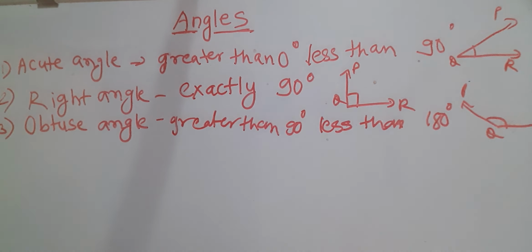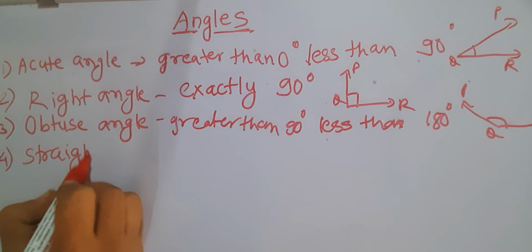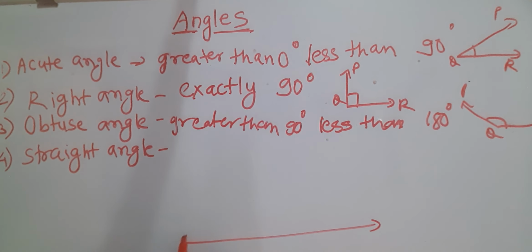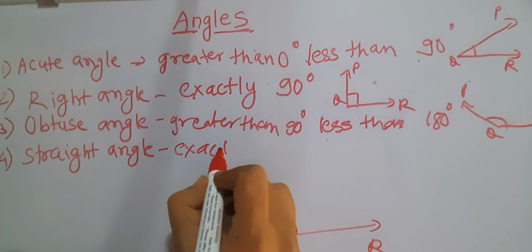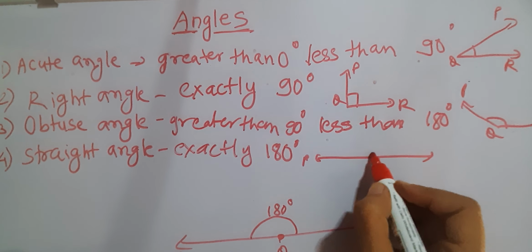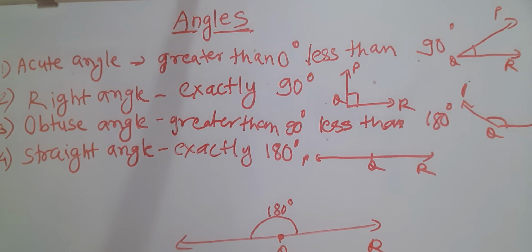Okay. The next type of angle is the straight angle. It's very simple. Straight angle, whenever the angle formed is exactly 180 degrees, or it's a straight line, then it's called a straight angle. Here it is exactly 180 degrees. Exactly 180 degrees, then it's a straight angle.